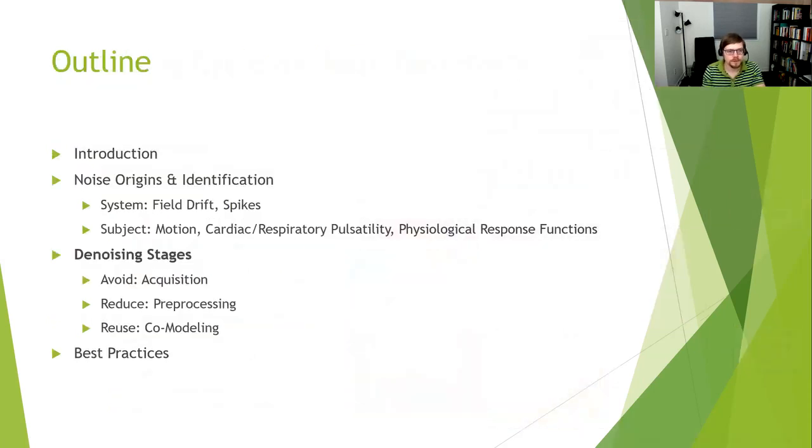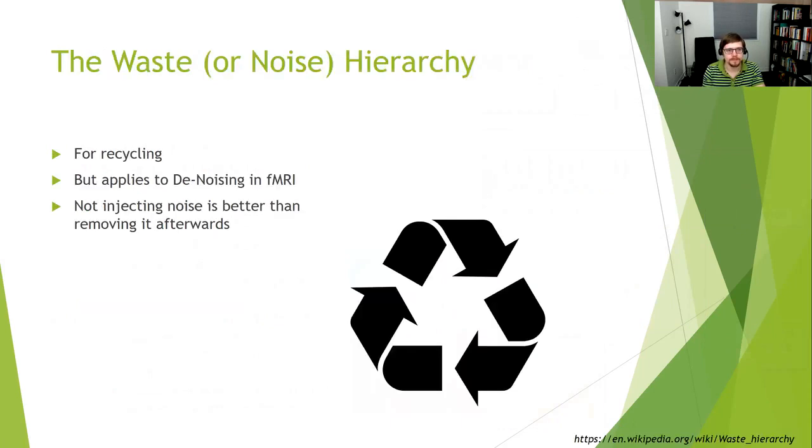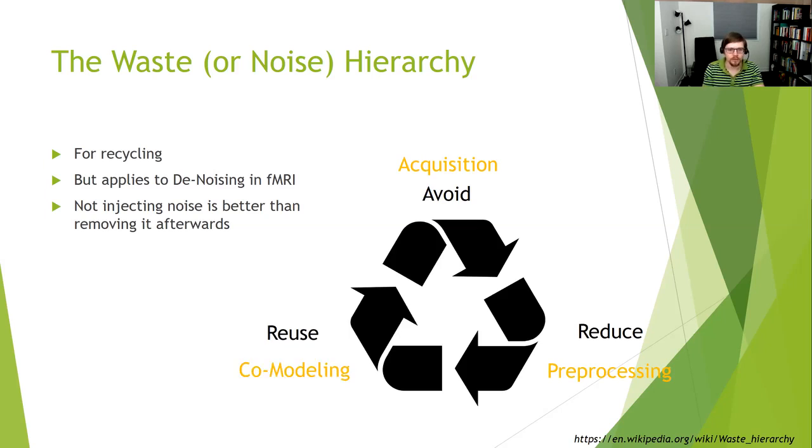How can we actually reduce the noise that is generated by these different mechanisms? I would like to refer to the waste or noise hierarchy here, which has been invented for recycling, but applies to denoising in fMRI as well. The key message here is not injecting noise is better than removing it afterwards. So whenever you can avoid noise, do so. Reducing it and reusing it are the second best options. Avoiding means you change something about your acquisition, reducing is during the preprocessing, and reusing is co-modeling of noise and signal.